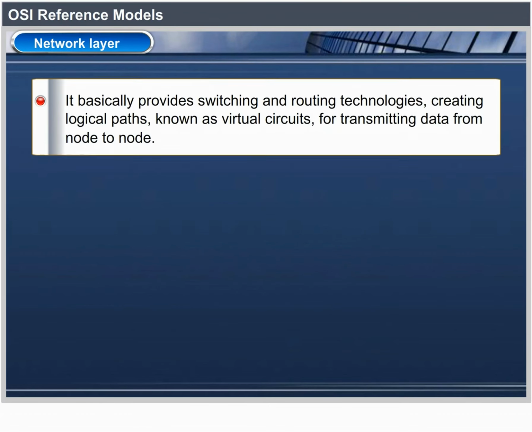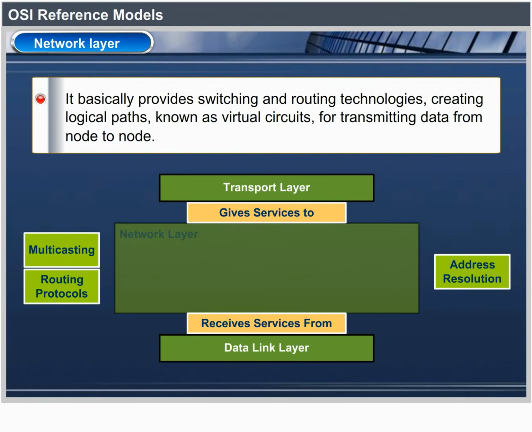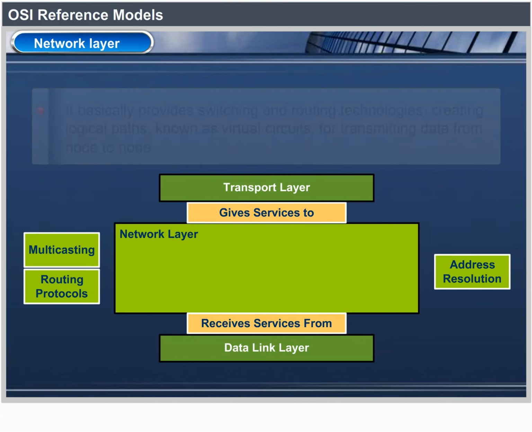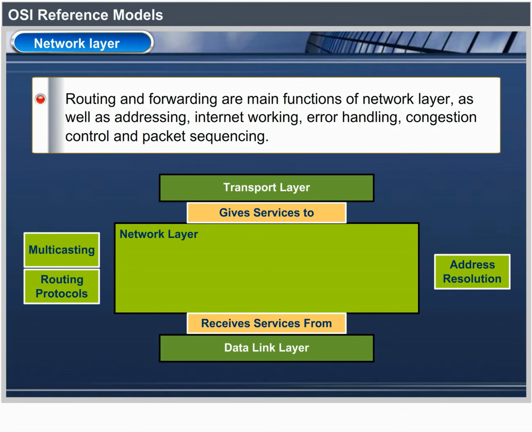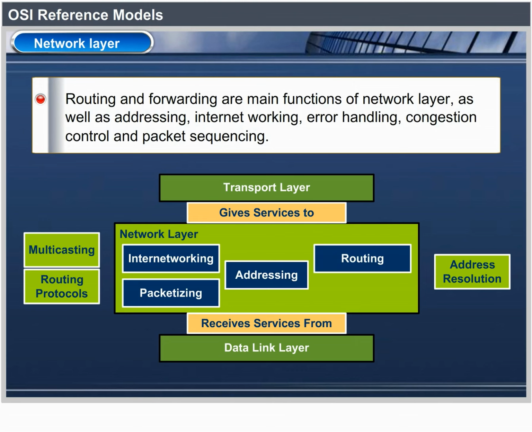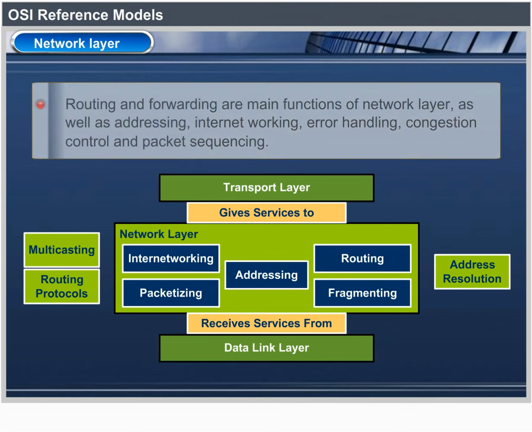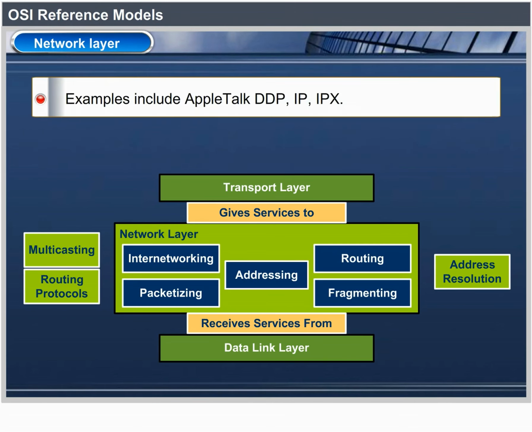Network layer. This layer provides switching and routing techniques, creating logical paths known as virtual circuits for transmitting data from node to node. Routing and forwarding are functions of this layer, as well as addressing, internet working, error handling, congestion control, and packet sequencing. Examples include AppleTalk DDP, IP, IPX.